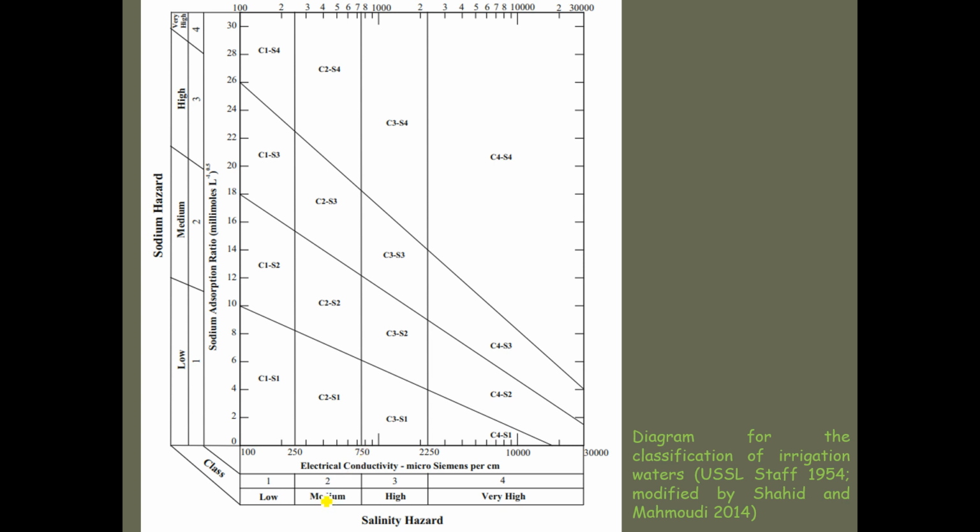And if the electrical conductivity is greater than 750, up to 2250, then it is a high concentration, and if it exceeds 2250, then the percentage of salt concentration is very high, which is very injurious to the plants. And in the y-axis, the scale of sodium adsorption ratio is given. We will study about this SAR.